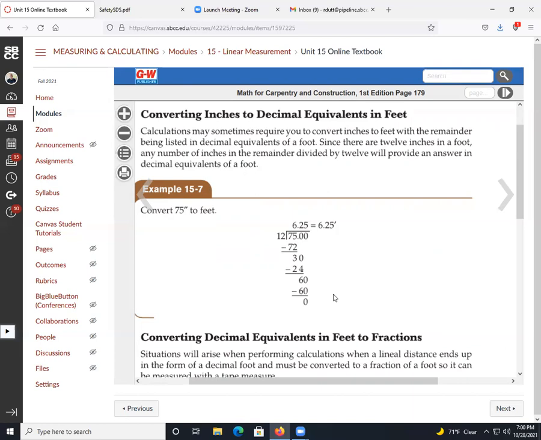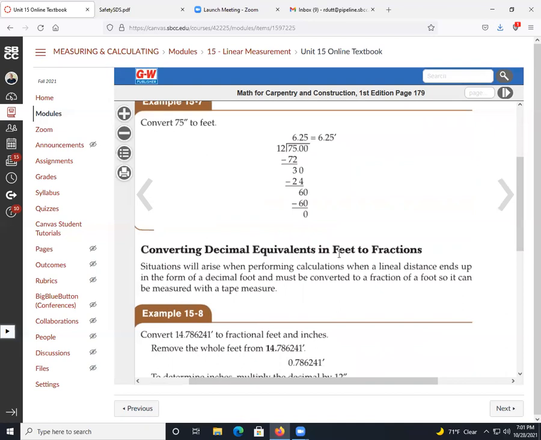Not that 0.25 is hard to convert, or 0.375, or any of those: 0.125, 0.375, 0.625, 0.875. Those are all the eighths. And then, of course, the quarters, 0.25, 0.5, 0.75. Not a lot to those fractions. So, converting decimal equivalents in feet to fractions.